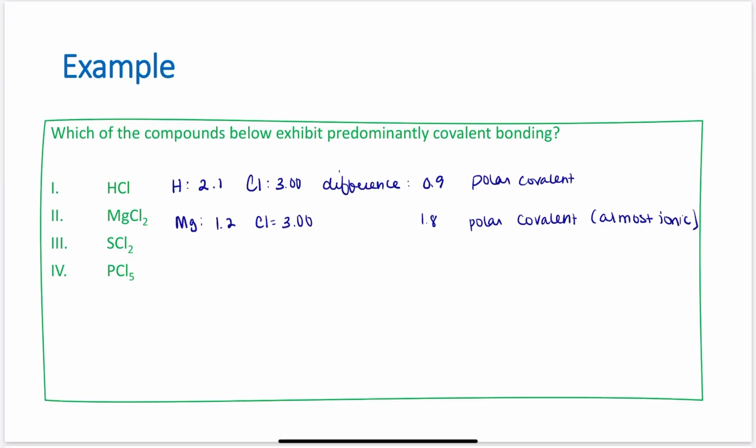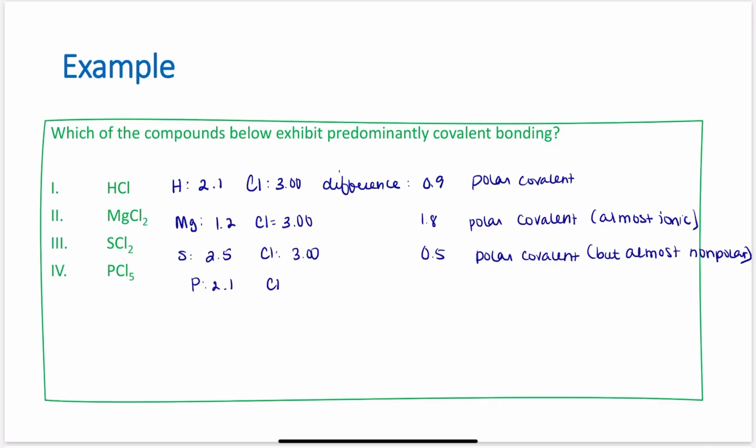Okay. Sulfur, 2.5. Chlorine, 3.0. Difference here, 0.5. It is polar covalent, but almost nonpolar. And PCl5, phosphorus 2.1, chlorine 3.0, 0.9 difference, polar covalent.